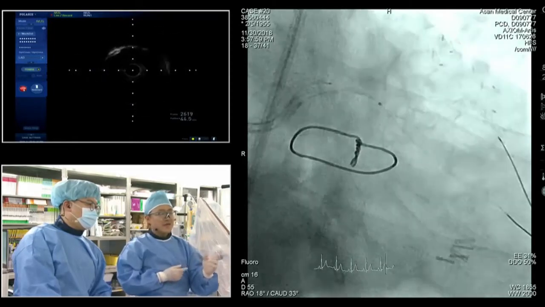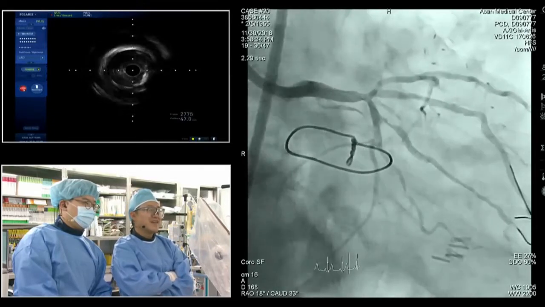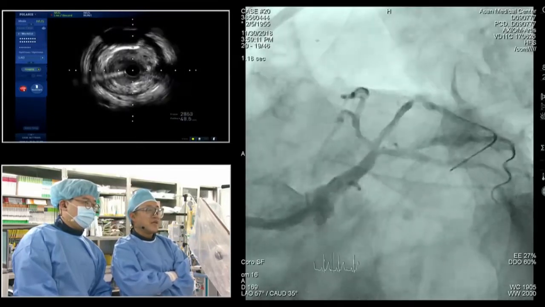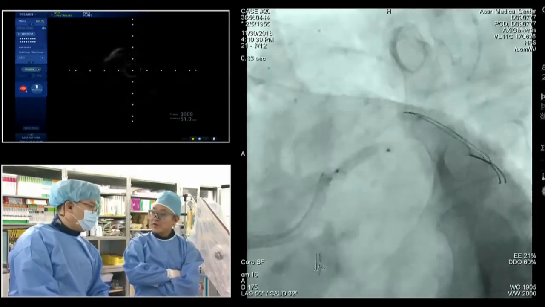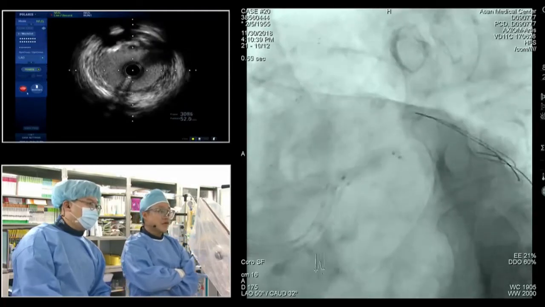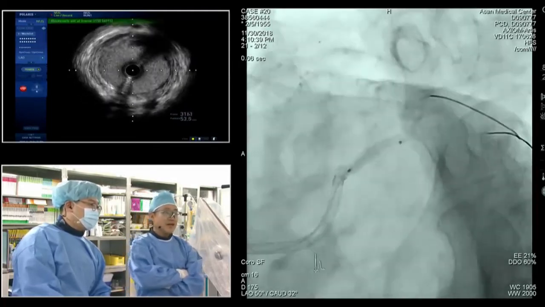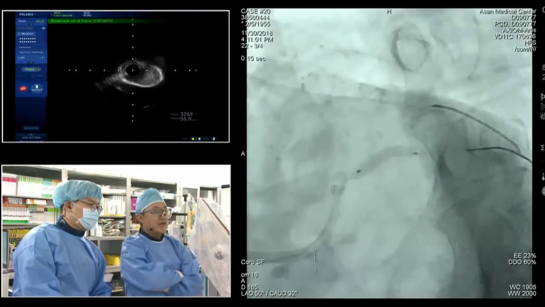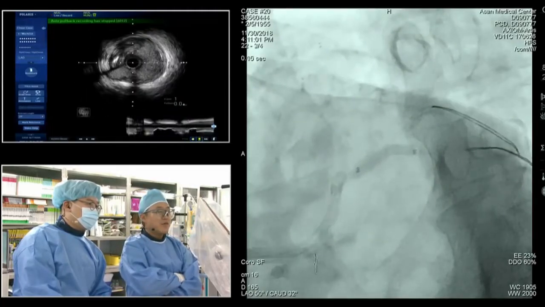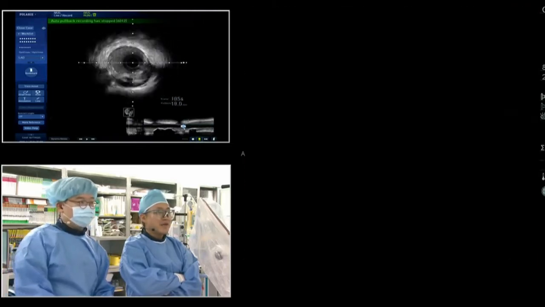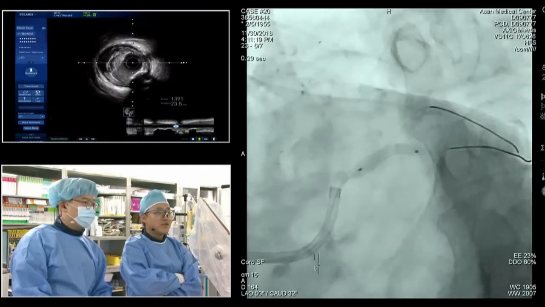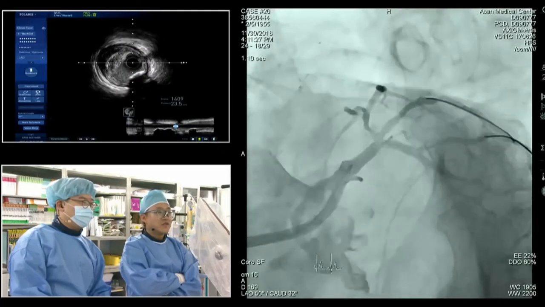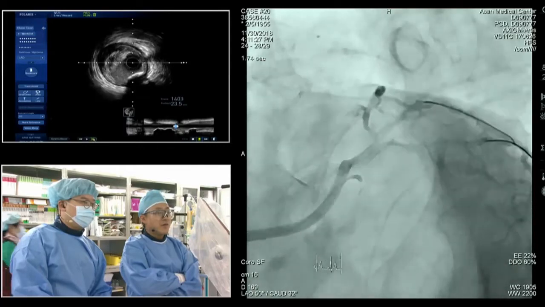I didn't try it, but it's the next step. All right, so encircling very short. Yeah, right. And then next, this is 3.0 compliant, non-compliant balloon. It works well here and past that area. Then we inflated up to 30 ATM using the non-compliant balloon, performed 3 times.